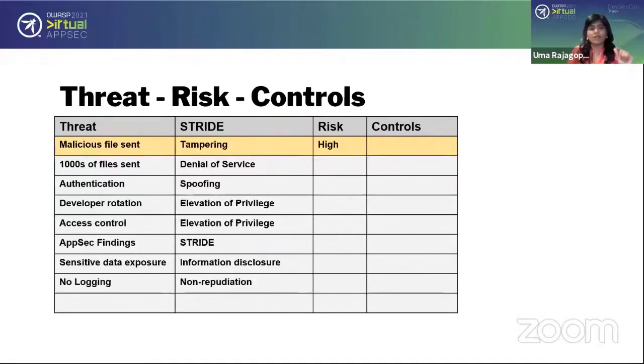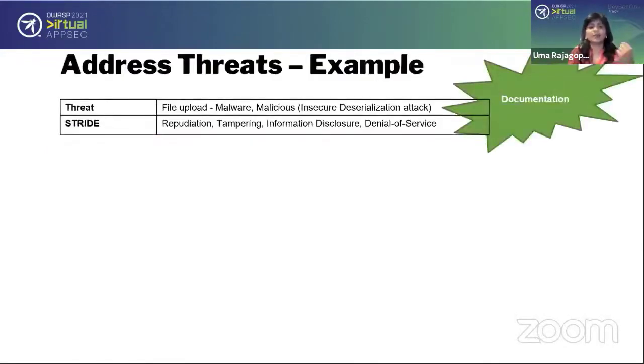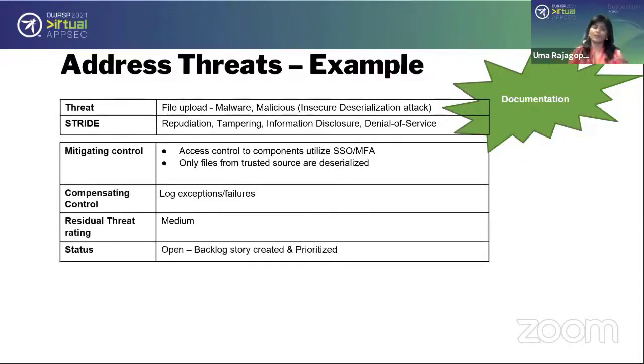Then the next step would be you have to do a deep dive into each one of them and see how you want to address this, right? So let's take one example here, which is malicious file upload. It would cause an insecure deserialization attack if you don't have the right control in. You will have to find out, okay, what control we have now, mitigating control or compensating control. What do we do here in order to bring the risk level to low?